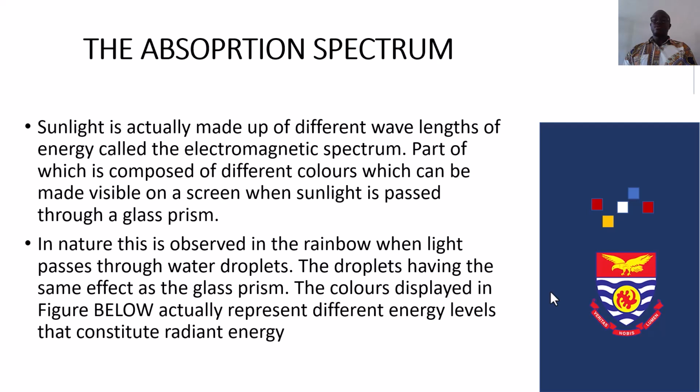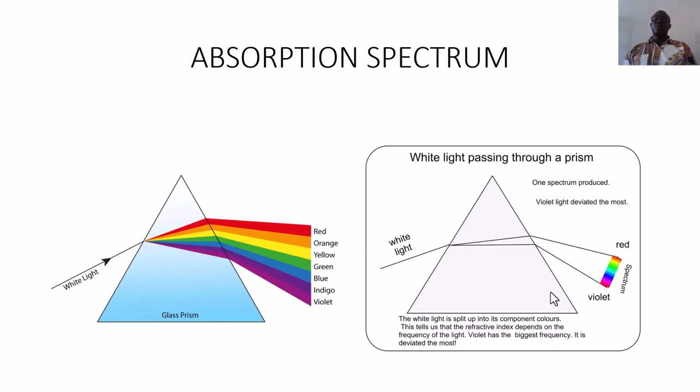In nature, this is observed in the rainbow when light passes through water droplets, the droplets having the same effect as the glass prism. The colors displayed in the figure below actually represent different energy levels that constitute radiant energy. You have white light passing through the glass prism, and you have a range of light: red, orange, yellow, green, blue, indigo, and violet.